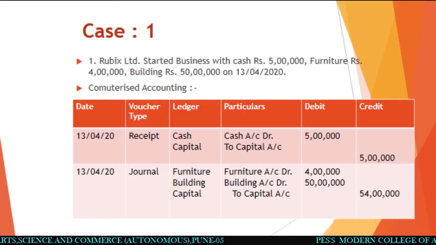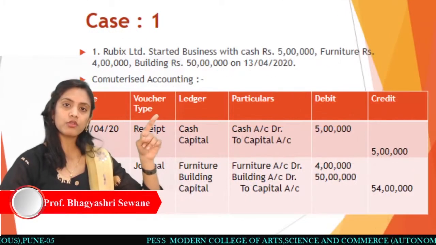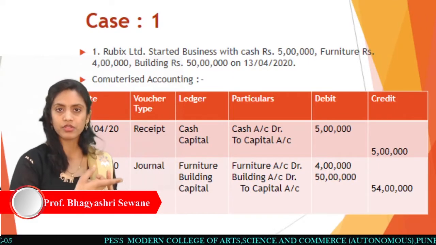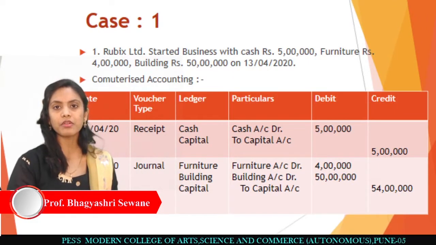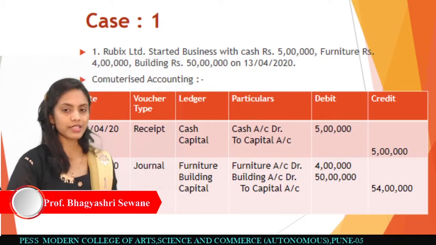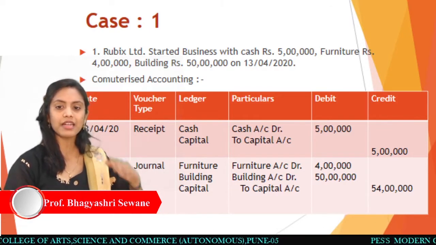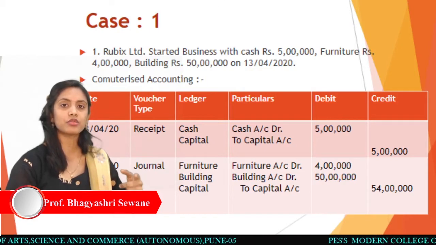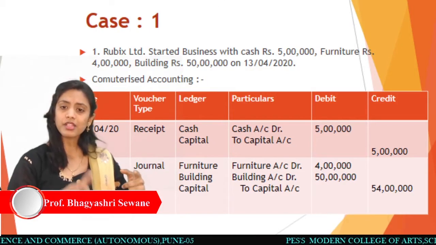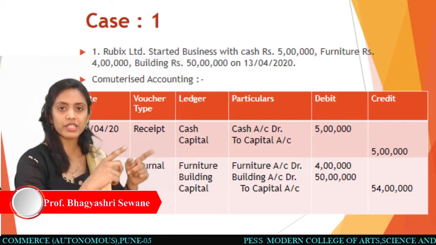Okay, in the receipt voucher, the cash account we have to debit, and the capital account we have to credit. So in Tally, you know which voucher was selected. That was the payment voucher. But we don't require a payment voucher. We will go for a receipt voucher first. We will enter this entry in the receipt voucher, and after that we will enter the entry related to the journal voucher. So firstly, we will go to the receipt voucher in Tally.